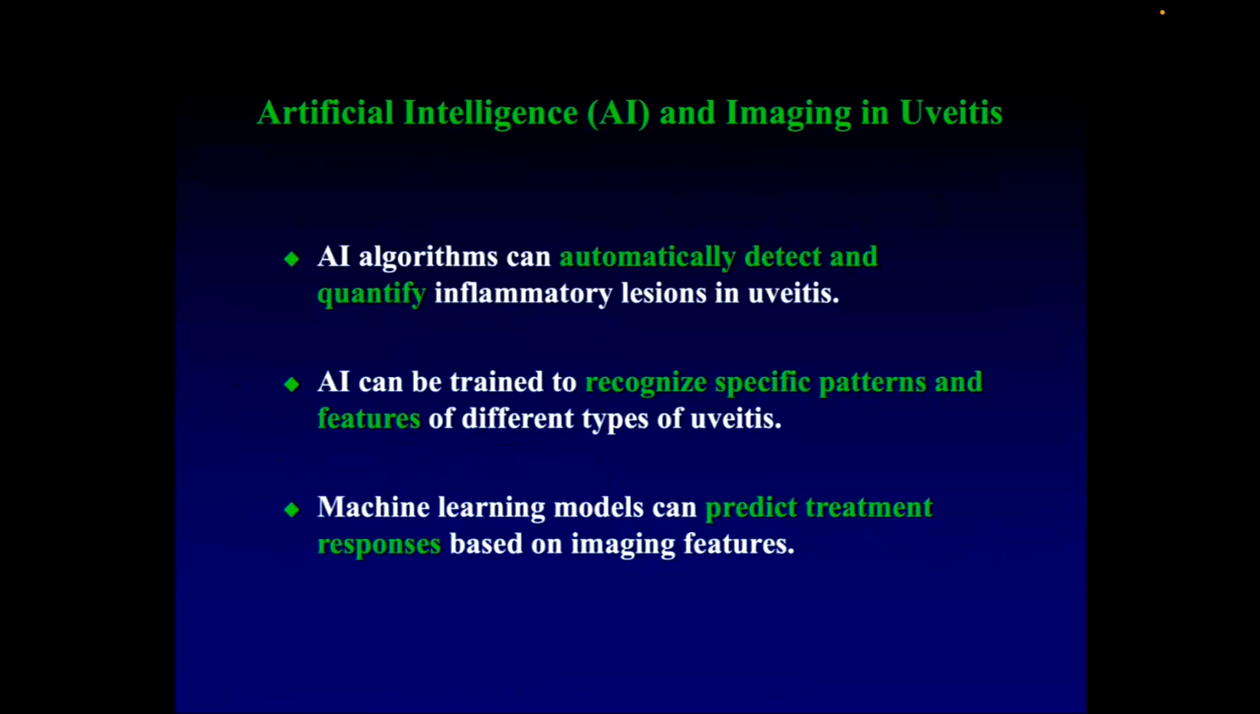With the development and advancement of technology, the integration of artificial intelligence and imaging is becoming closer. AI algorithms can automatically detect and quantify inflammatory lesions in uveitis. AI can be trained to recognize specific patterns and features of different types of uveitis. Machine learning models can predict treatment responses based on imaging factors.